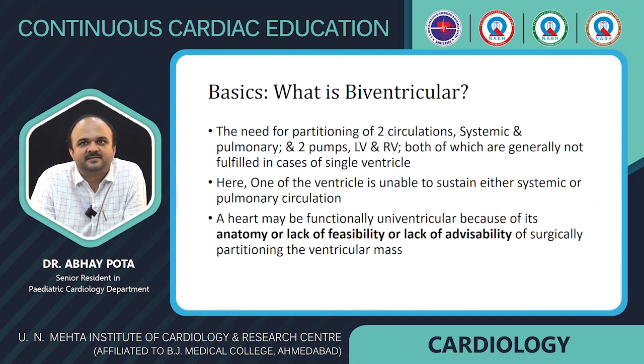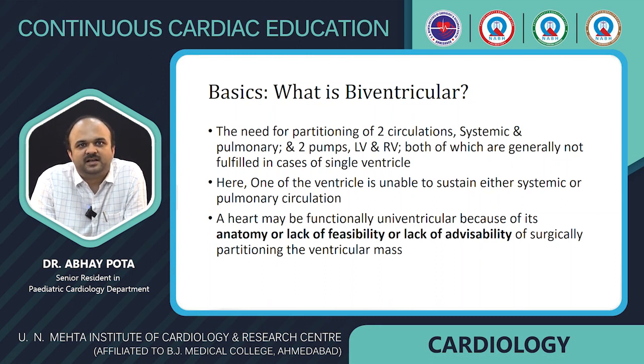So till now we discussed why biventricular and how did we achieve biventricular circulations. Next is what is biventricular. The need for partitioning of two circulations, systemic and pulmonary, and two pumps LV and RV, both of which are generally not fulfilled in case of single ventricle. Here one of the ventricle is unable to sustain either systemic or pulmonary circulation.